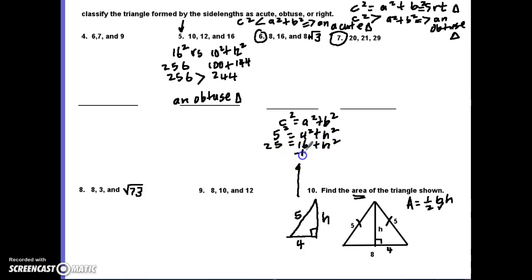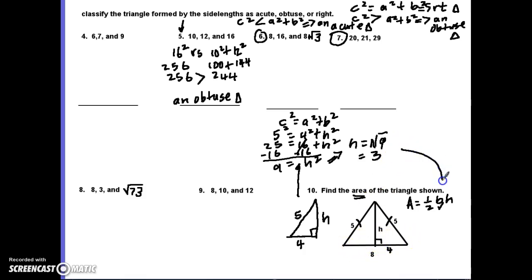I'm going to subtract the 16 from both sides, and we're left with 25 take away 16 is 9. So h squared is equal to 9. Finishing this off, we have h then is going to be equal to the square root of 9. And you know that is 3. So now we have the h. H is 3. The base is 8.